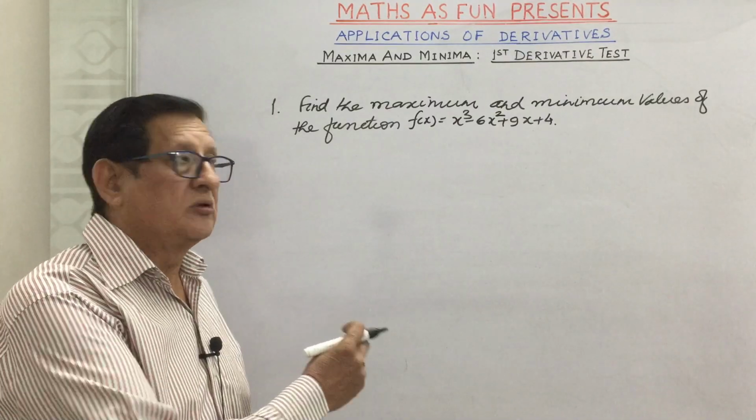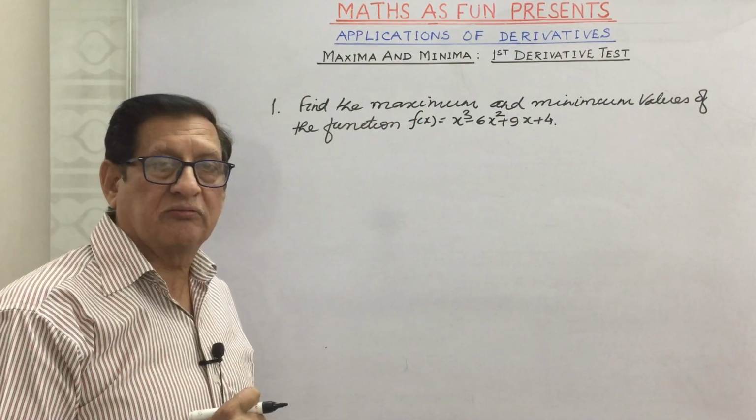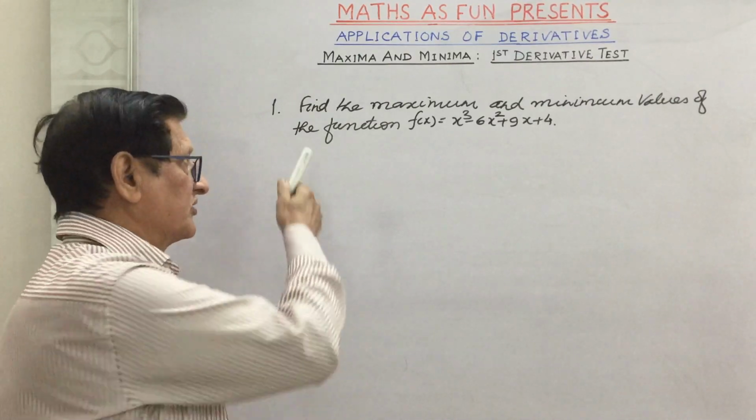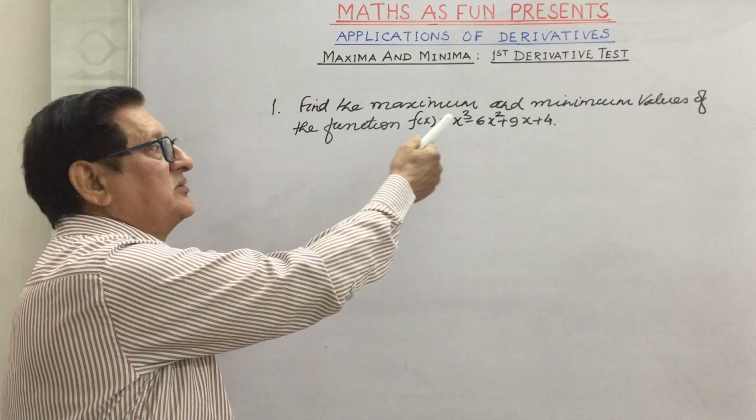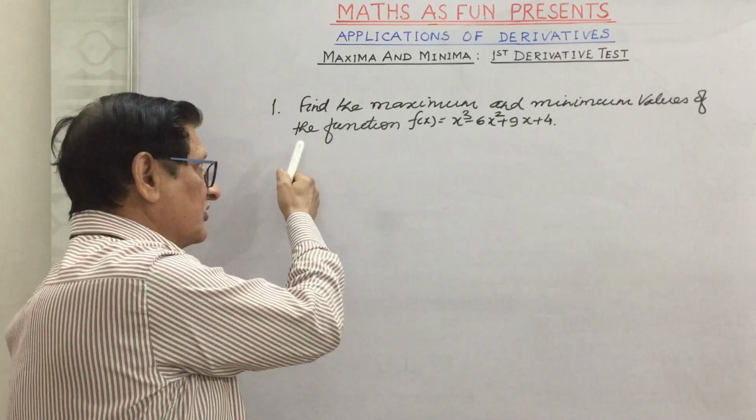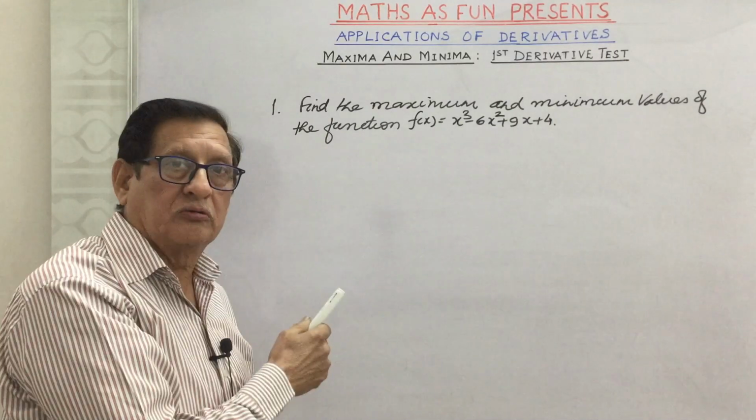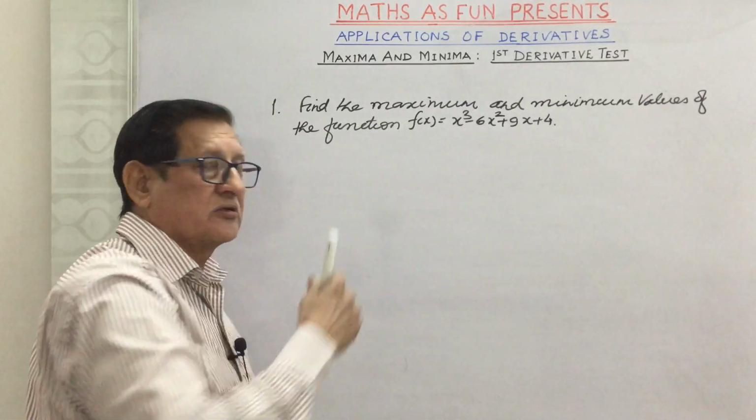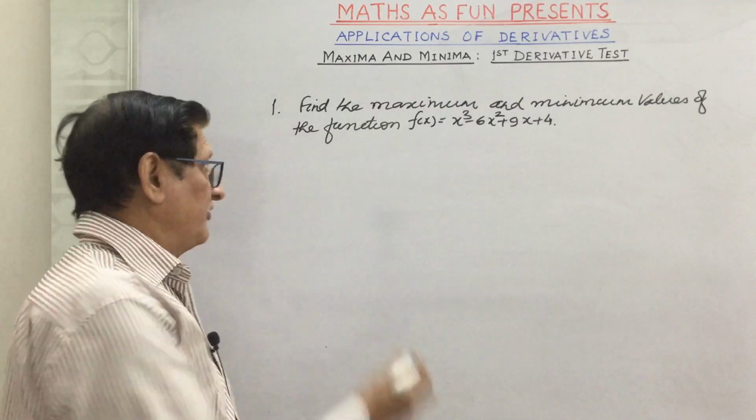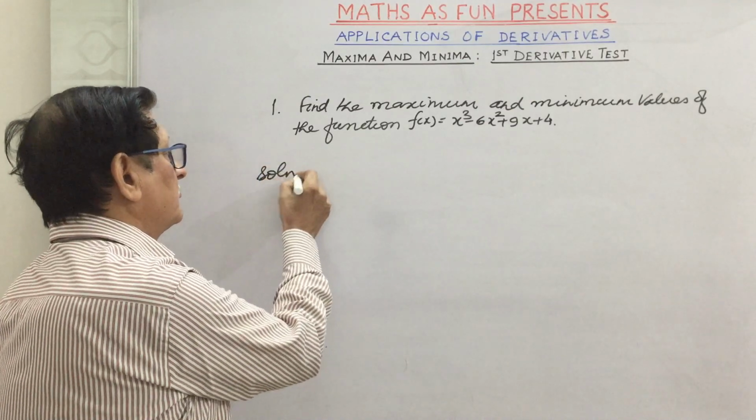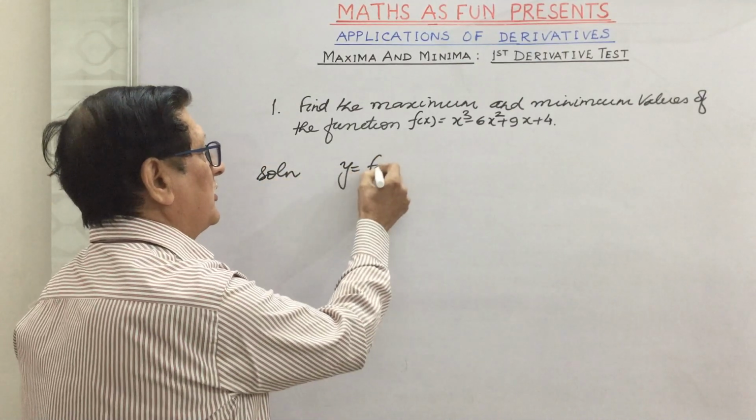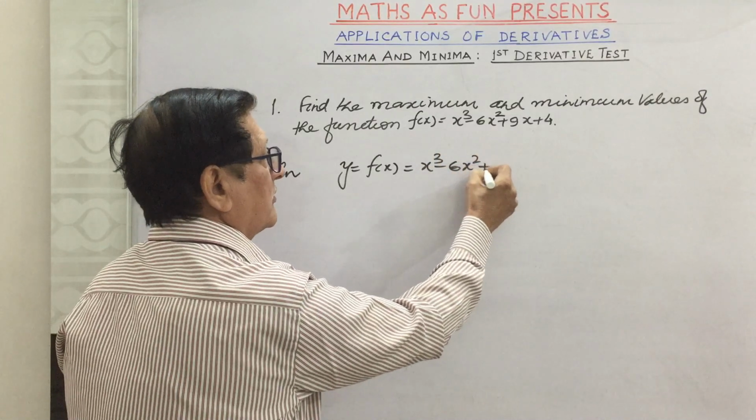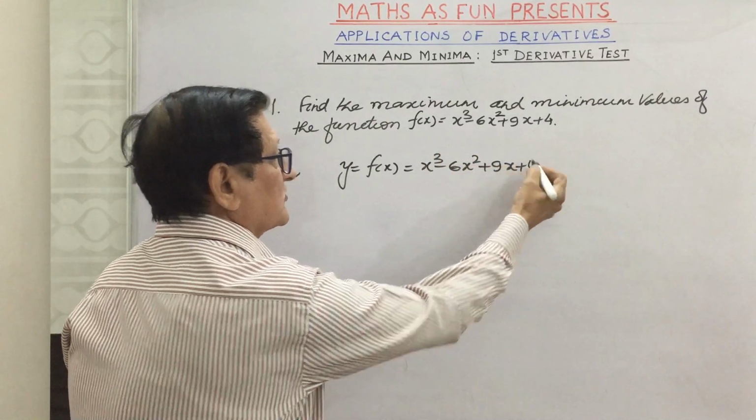Let's learn now the application of the first derivative test by solving some problems. The first one here is: find the maximum and minimum values of the function f(x) equal to x cube minus 6x square plus 9x plus 4. When we go for the solution, we write y equal to f(x) equal to x cube minus 6x square plus 9x plus 4.